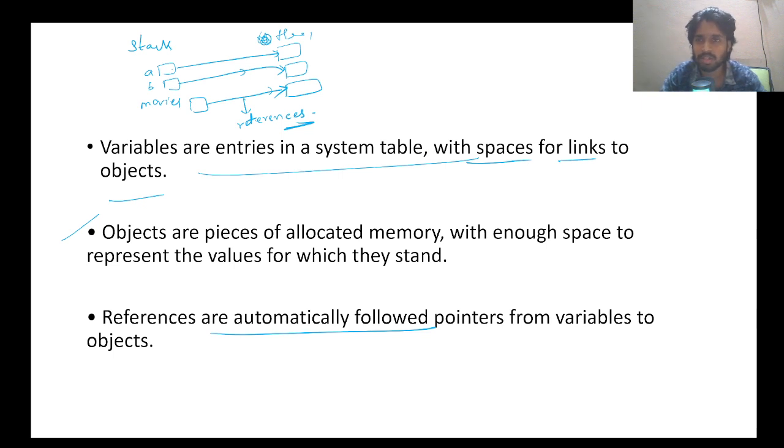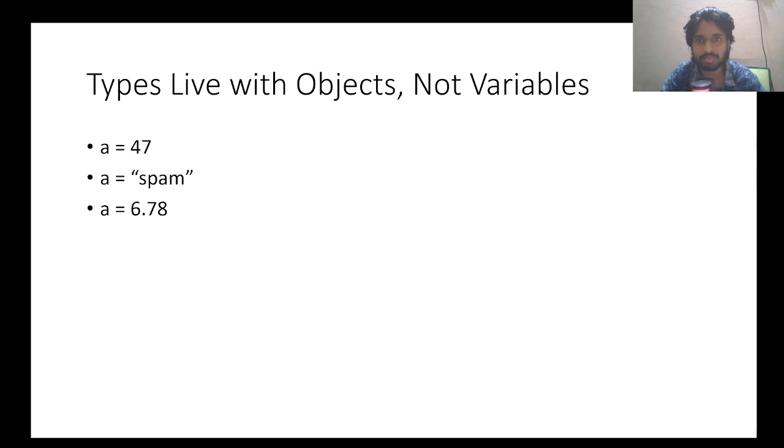I hope you understood the basic idea and what exactly happens when we create a variable. We already discussed this: types always live with the objects, not variables. Let's try to understand this one first, because this is very important. A few minutes ago, I talked about PyObject.